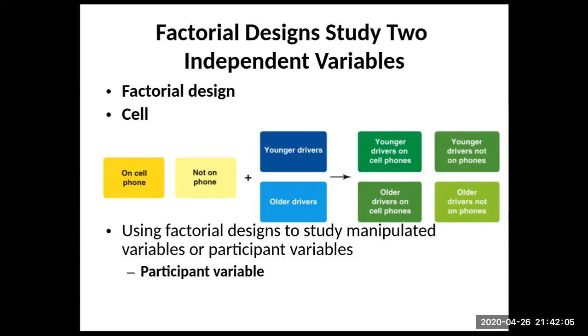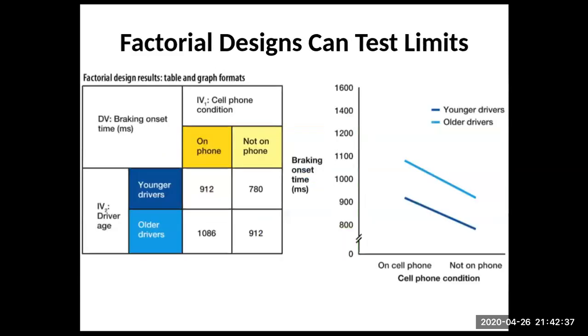But in a factorial design, participant variables are treated just like an independent variable, just like as if we could manipulate it, right? Because the one thing we can manipulate maybe is what we define as older or younger. We can do a different age cutoff or things like that. So those are what we call participant variables. Either way, this gives you 4 groups: younger drivers on their cell phone, younger drivers not on their cell phone, older drivers on their cell phone, older drivers not on their cell phone. Looking at this, we have 4 cells.